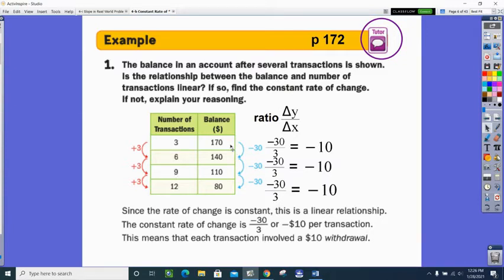Mrs. Witter, can I just check to make sure that these keep going by the same amount? It is not just looking at the y coordinates, it's the ratio. So you have to make sure that the ratio stays the same. So don't just look at those numbers. Notice we are staying constant here with a $10 withdrawal, taking $10 out every transaction. So yes, it's linear, and the constant rate of change is going down $10 per transaction. Right here, you can see it right there.